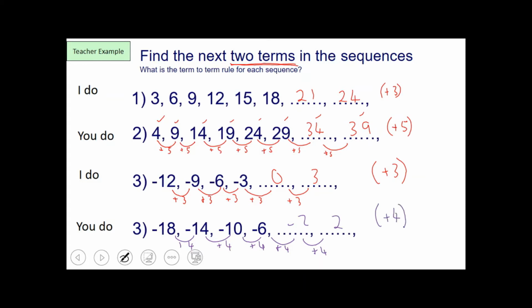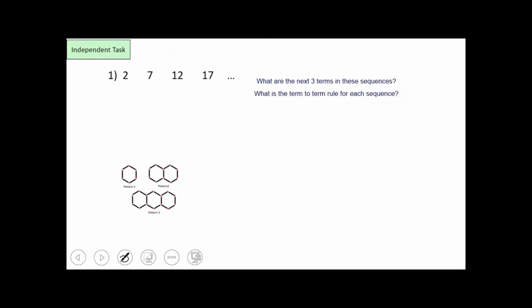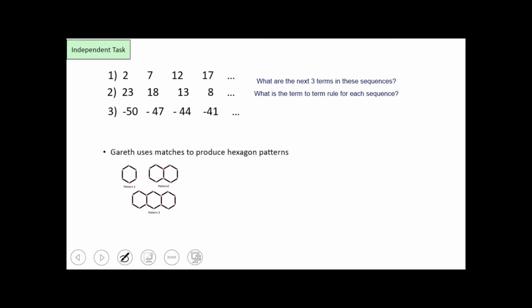Now, on the next slide, I've got some questions for you to attempt. You've got 3 questions on finding out the next terms. Please make sure you write down the next 3 terms, and also write down what the rule is. It's really important that we're reading the question properly. So the next 3 terms in each sequence, and what is the term to term rule for each sequence.